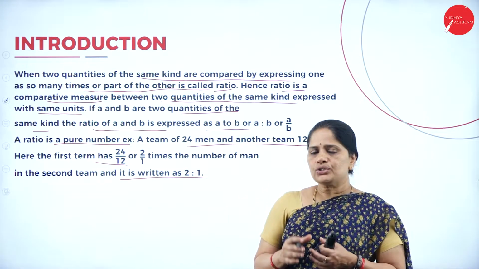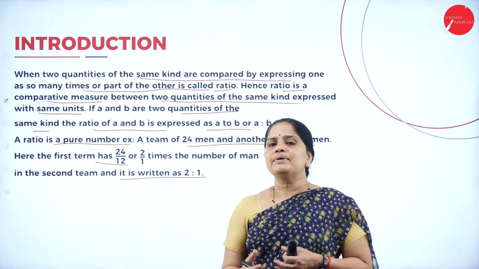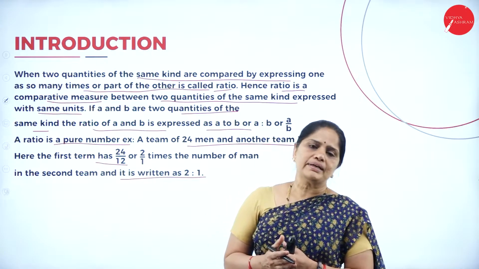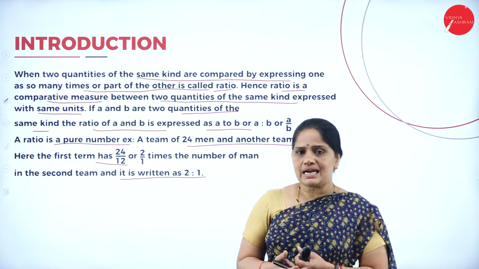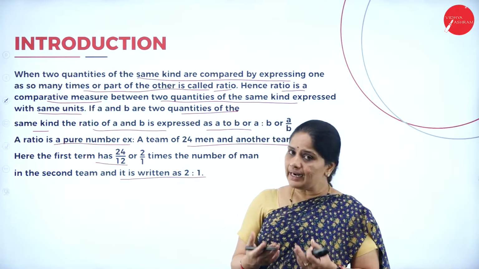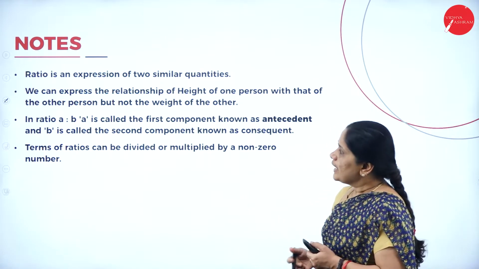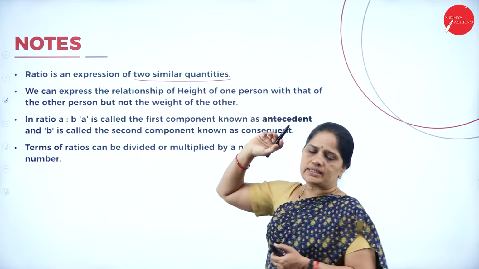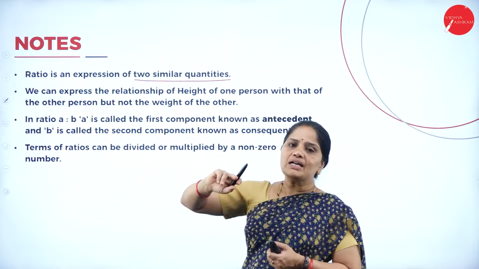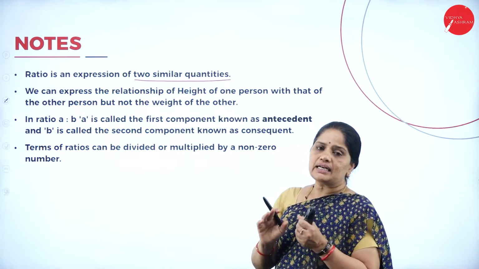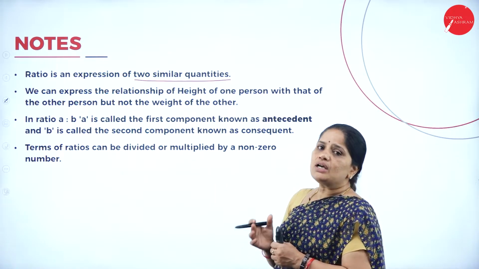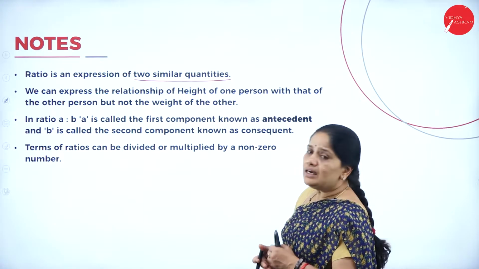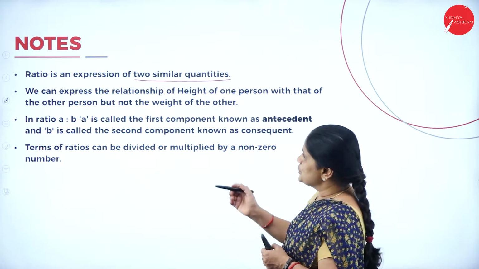Though a ratio is a pure number, when it is expressed in comparison to some other number, it gives a better understanding of the numbers which are expressed. A ratio is an expression of two similar quantities. When two similar quantities are written in comparison with each other, we will know exactly what the true picture of the relationship between the two numbers is.